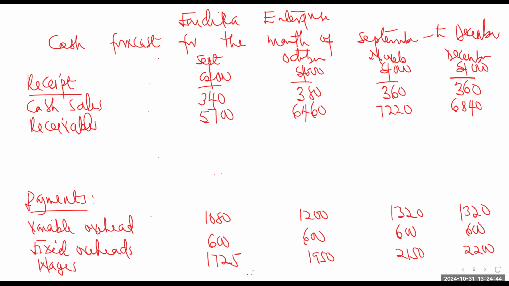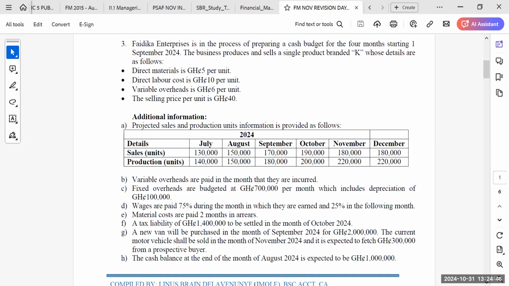Material. Okay. So material costs are paid 2 months in arrears. So July will be paid in what? In September, isn't it? Yes. August will be paid in what? October. And September will be paid in November, and October in what? December.